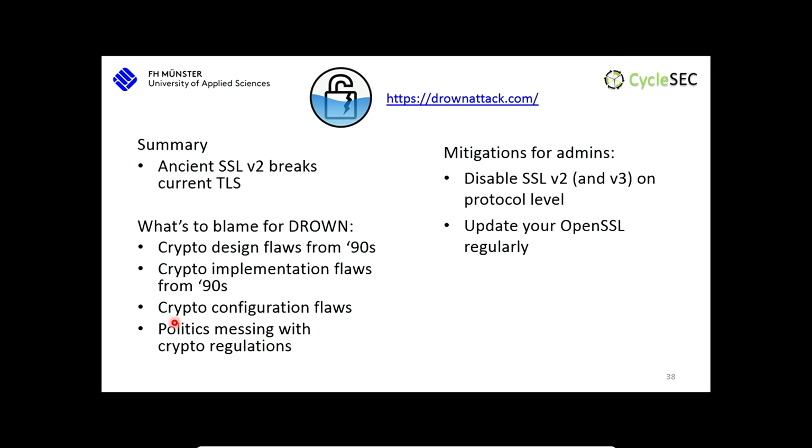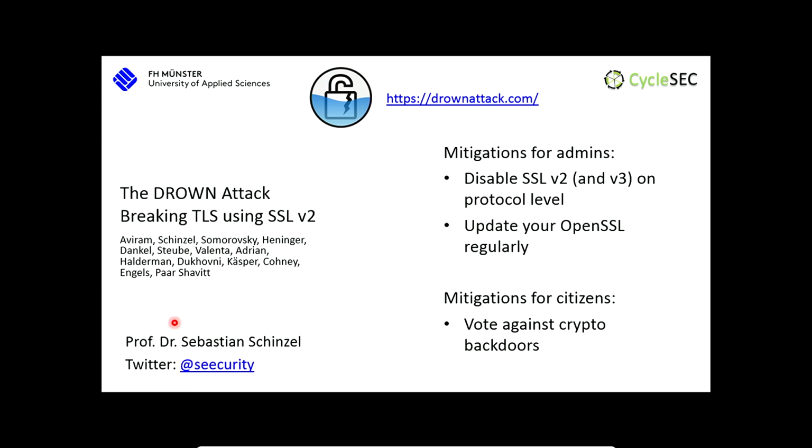Okay, so what are the mitigations for the administrators here? Disable SSL version 2, and SSL version 3 while you're at it, right? Because SSL is insecure. Don't use the word SSL anymore. TLS is the real thing, okay? And then obviously update your OpenSSL regularly, which is a thing that you should do for every library that is security relevant. So this is the mitigation for the admin. The mitigation for the citizen, in my opinion, is vote against crypto backdoors. Right. Thank you very much.